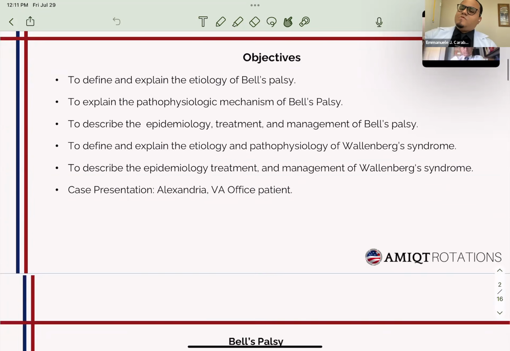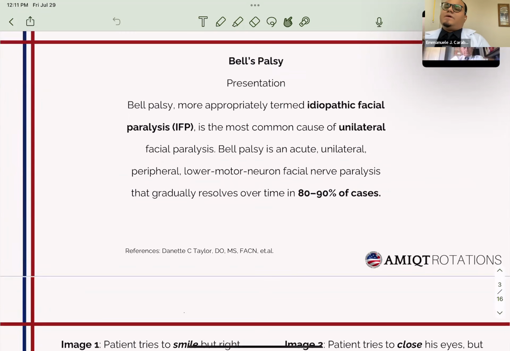Okay. So to start, Bell's palsy is an idiopathic facial paralysis in which we have a unilateral paralysis that usually includes the eyes and the mouth. There's a difference between a peripheral lesion and a central lesion. Usually when you have a central lesion in cranial nerve number 7, only this area of the face gets affected. But given that it is a peripheral lesion, the patient has both areas affected.